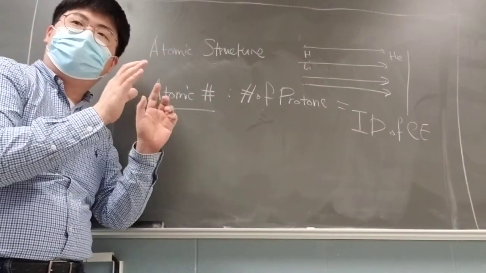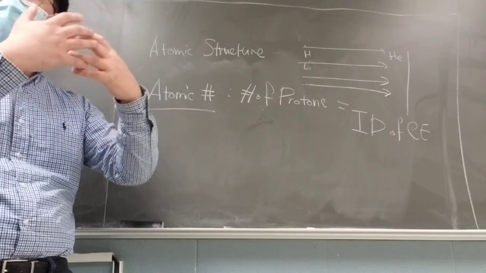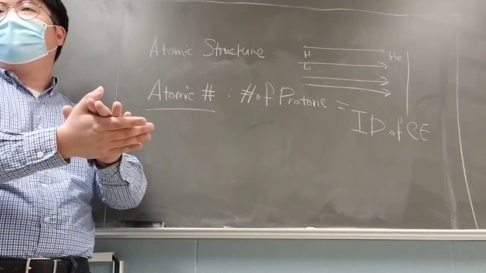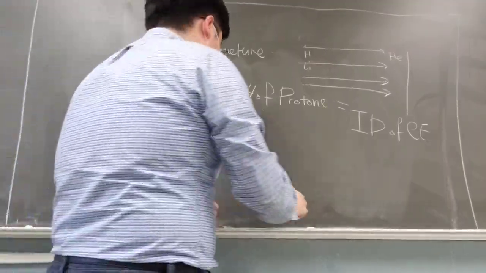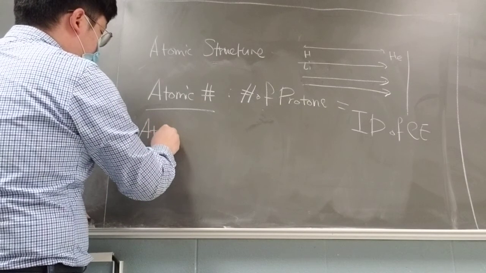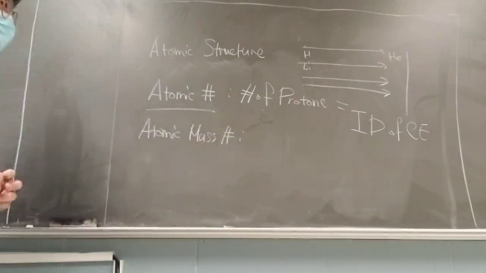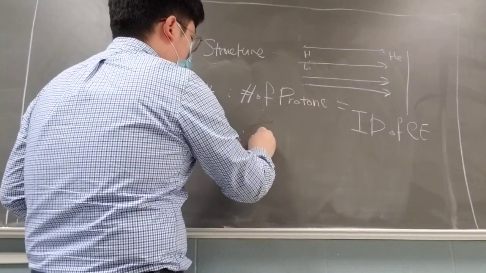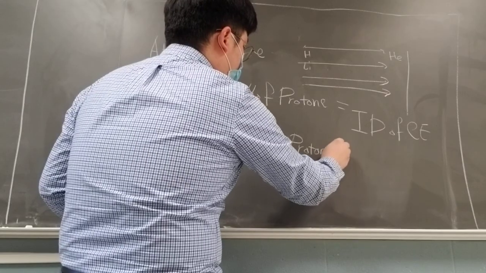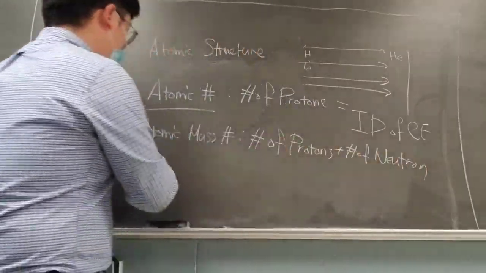So the one that has 7 protons is nitrogen. Carbon somehow acquires 1 more proton into the nucleus and becomes a totally different element, which is what? Nitrogen. Makes sense, right? Okay, perfect. All right. So the other one is the atomic mass number. This is also just a number thing: the number of protons plus the number of neutrons is the atomic mass number.